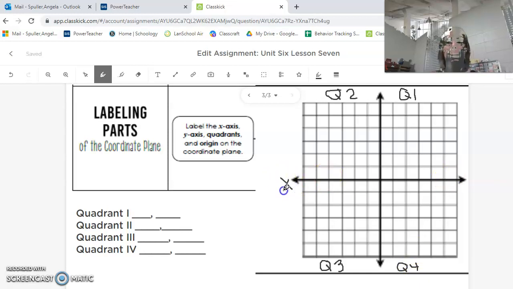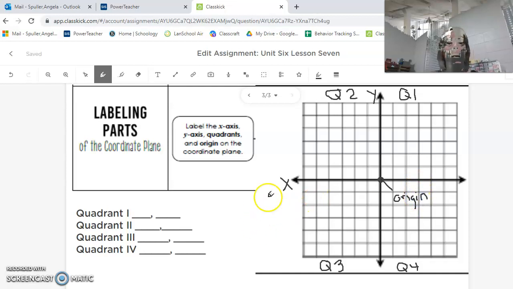So this is your x-axis, and this is your y-axis, and this spot right here, that's your origin. O-R-I-G-I-N. Mouse isn't working very well today.